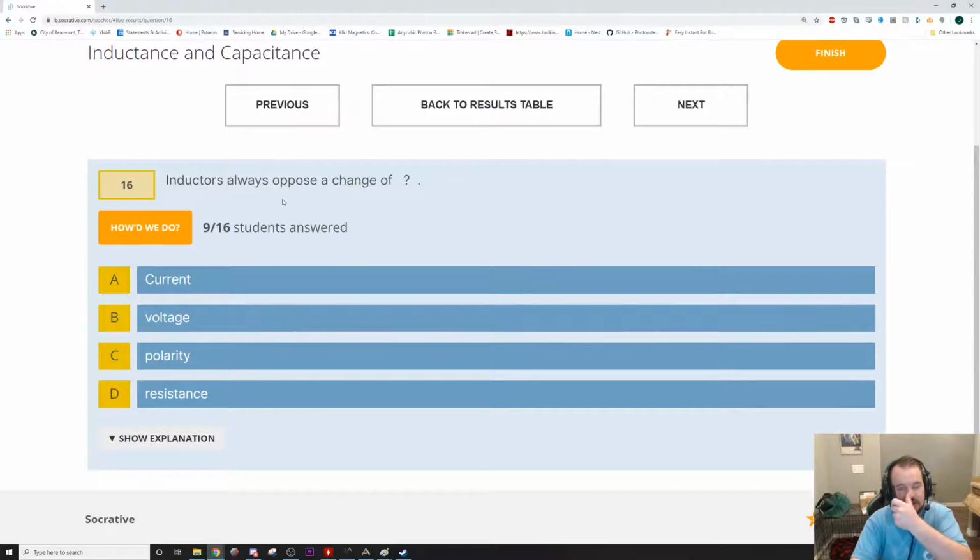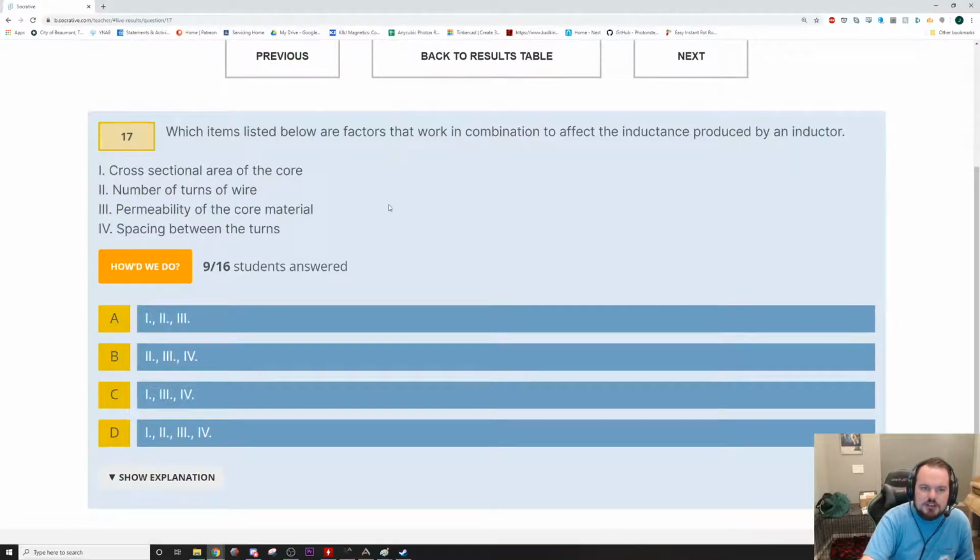This is the quiz that we did in class. I'm going to skip some of this stuff. Inductors always oppose a change in current.